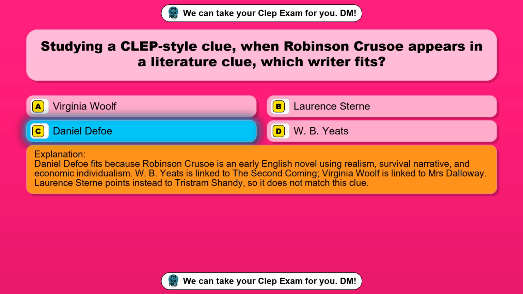Daniel Defoe fits because Robinson Crusoe is an early English novel using realism, survival narrative, and economic individualism. W. B. Yeats is linked to The Second Coming, Virginia Woolf is linked to Mrs. Dalloway. Laurence Sterne points instead to Tristram Shandy, so it does not match this clue.